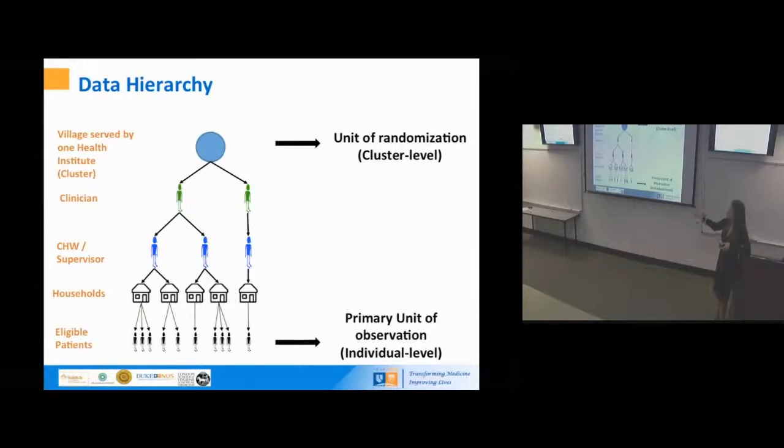But then they're seeking care from this clinic, there are many clinicians, there are these community supervisors, there are these households, so there may be some additional level of clustering. But that's what we are doing, so the unit of randomization is there, the unit of analysis is going to be at the individual level, and I just want people to understand that there is this level of hierarchy in our data.